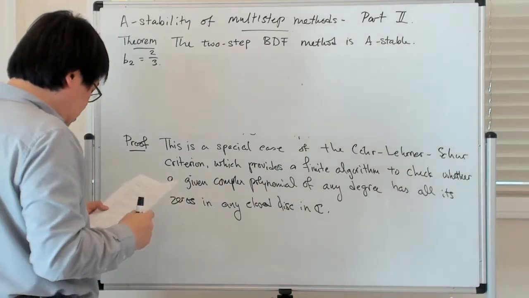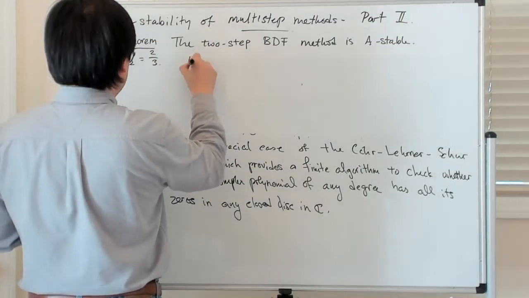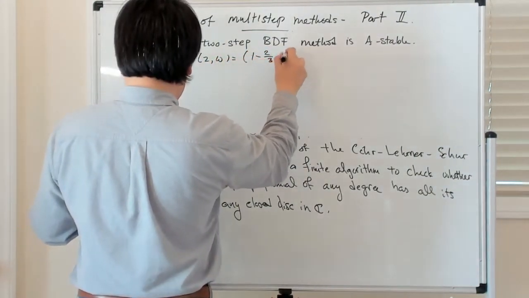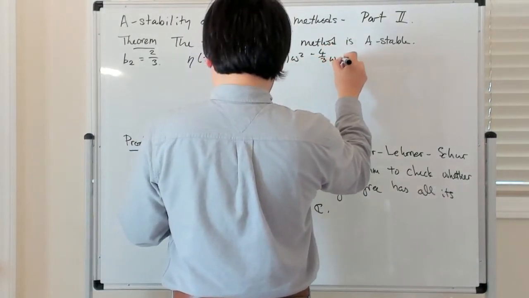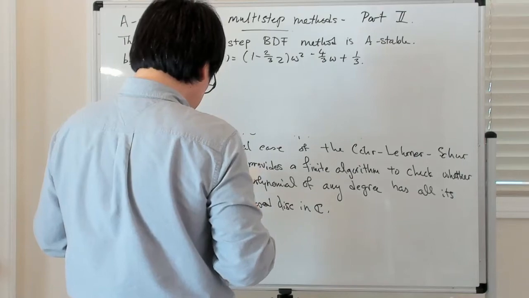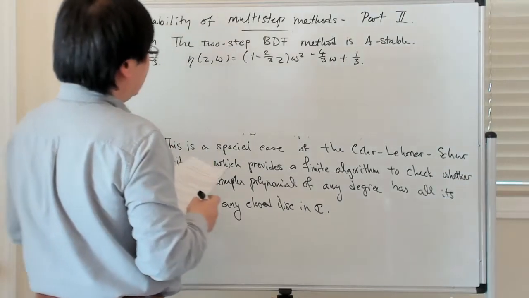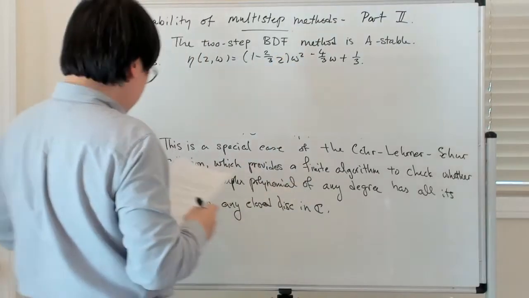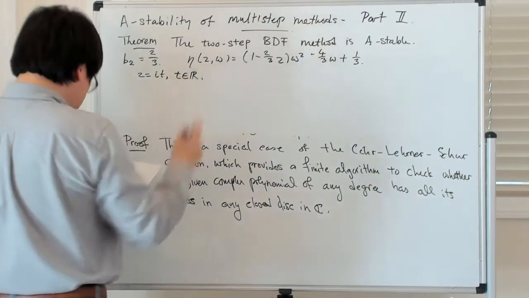This characteristic polynomial looks like the following: (1 minus 2/3 z) w squared minus 4/3 w plus 1/3. You want to check the second condition, and all that is necessary, if you recall, is to check this for z on the imaginary axis. So I can let z equal i times t, with t in the reals.